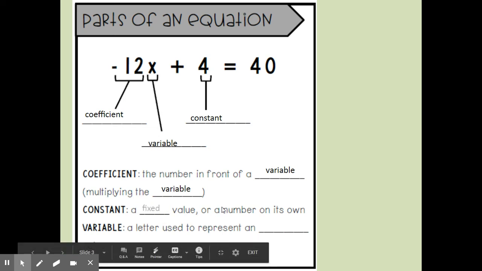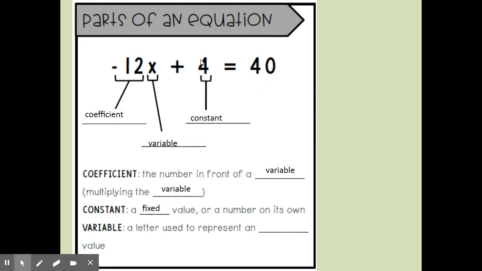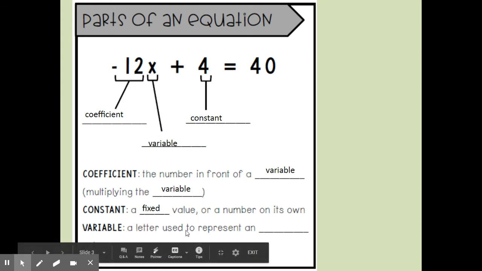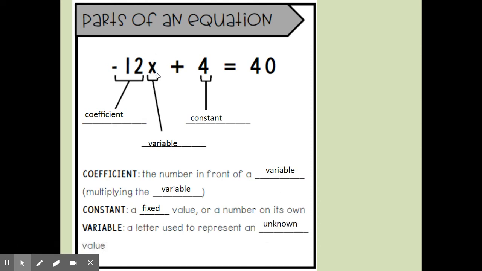My constant is a fixed value or a number on its own. So my constant is my loner. So if this one's alone, this is alone, and they're only considered alone because they don't have a letter in front of them. And my variable is our unknown value, so I do not know what the answer for x is. So x, my variable, is what I'm trying to find. Okay, so it's just something I don't know.